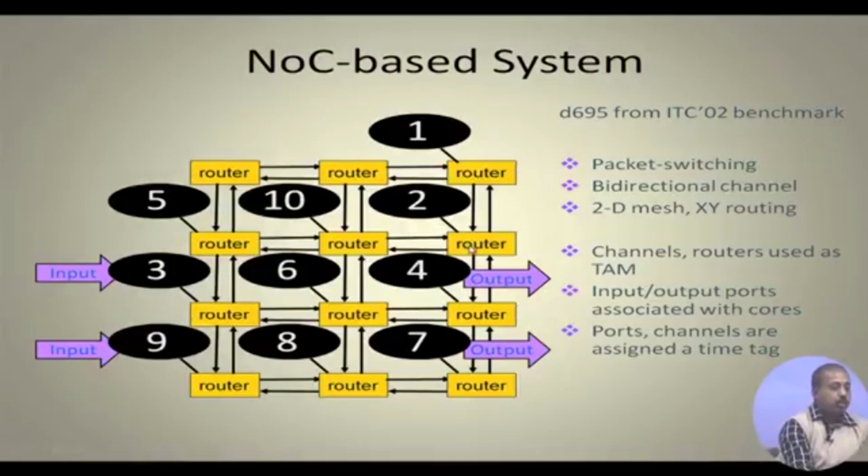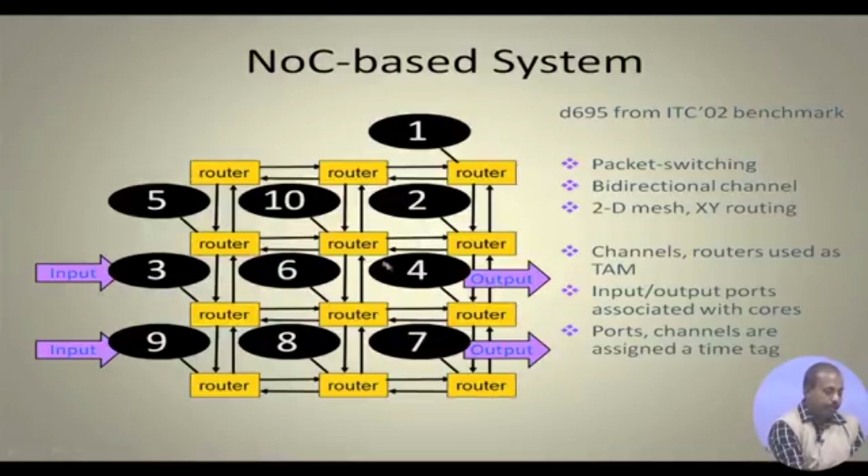So, it is sent to this router. From here it comes to this router, knowing that the destination is core 4. Then it goes to core 4 and that is connected to the output. This way the XY routing will be utilized for transporting test patterns and responses between the cores, from the input core to the core under test to the output. So, you can see that we can do parallel testing.